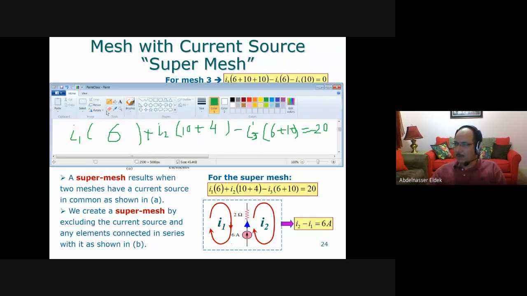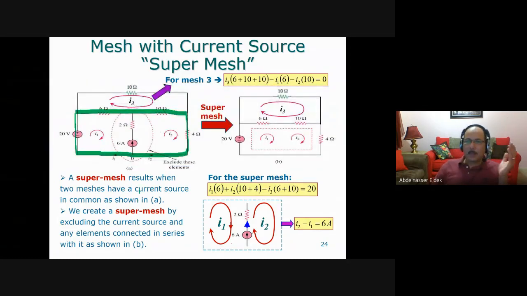I'm writing with a mouse, so sometimes it's very difficult to write. It's positive. Okay, so this is all about the super mesh, and then of course you have mesh number 3. It is a regular mesh, and you can write it very easily.